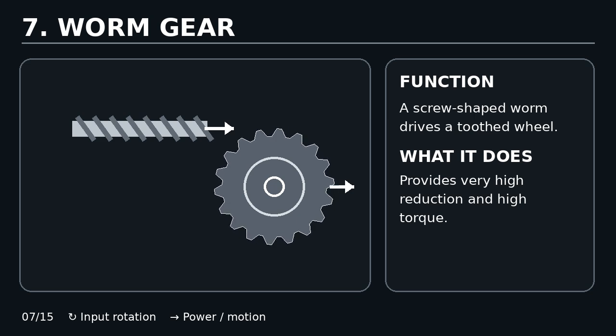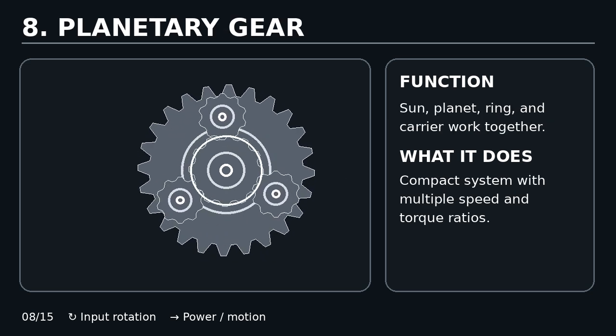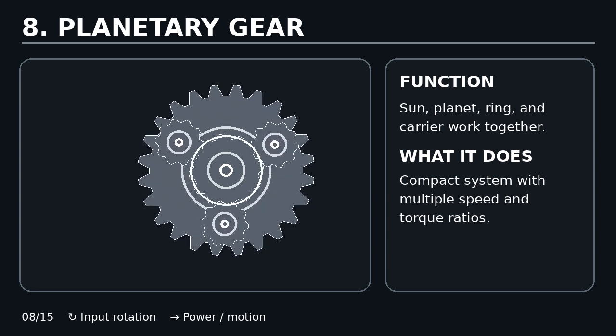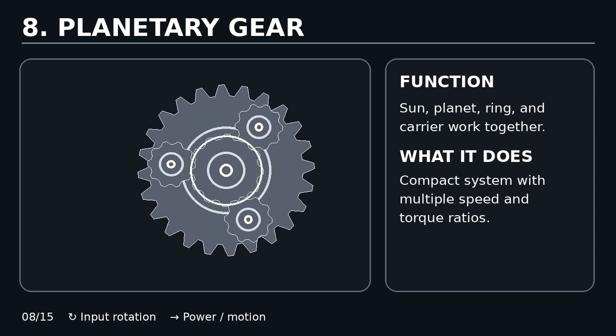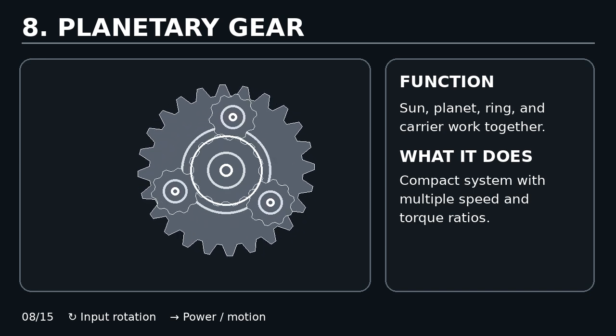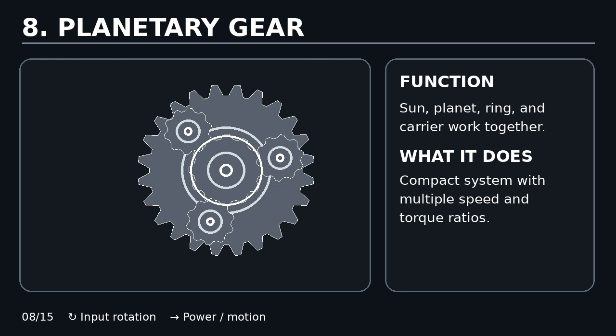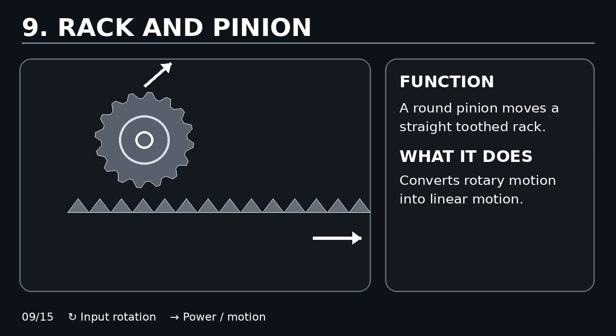Planetary gearing contains a sun gear, planet gears, a ring gear, and a carrier. By holding or driving different members, the system can produce several speed and torque ratios. Rack and pinion gearing converts rotary motion into straight line motion. It is common in steering systems, CNC equipment, and linear actuators.